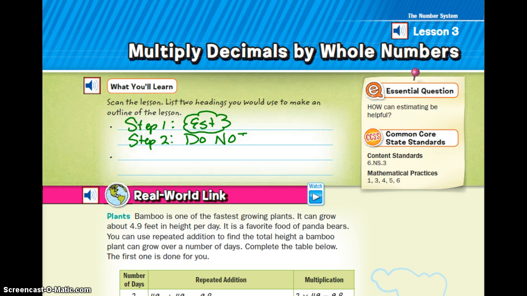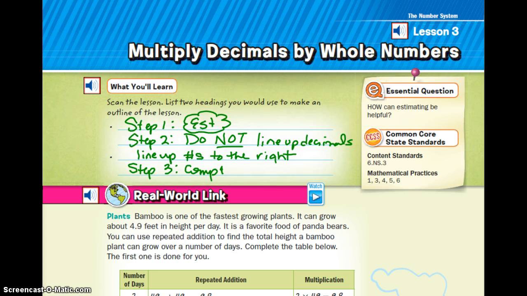Step 2. Do not line up decimals. The decimals are irrelevant in setting up the problem. You just need to line up the numbers to the right, all the way to the right. Step 3 is to compute. And then step 4 is to bunny hop decimal placement.